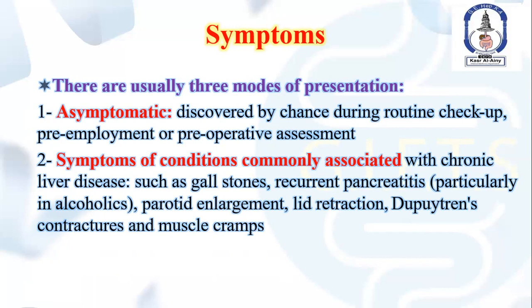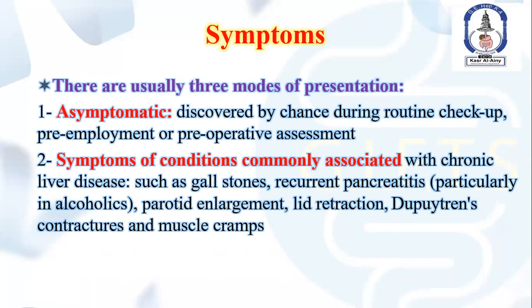Patients have gallstones, they start to have right hypochondrial pain, and they go to the doctor, they make an ultrasound, and the ultrasound finds that the liver is a little bit cold. And patients with recurrent pancreatitis, especially those who are alcoholics, during the checkup for the pancreatitis, they find that there is something abnormal about the liver, and they find that they are cirrhotic.